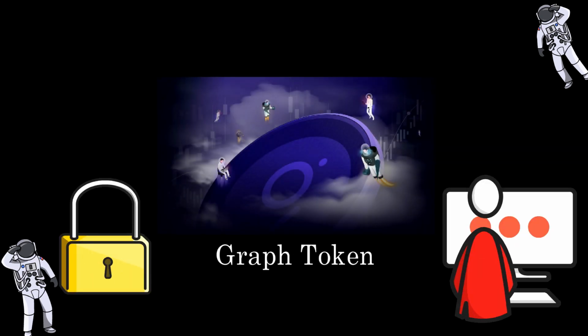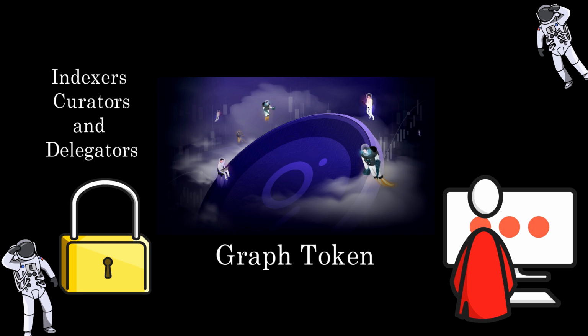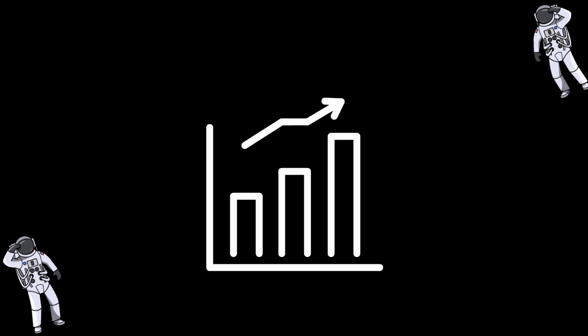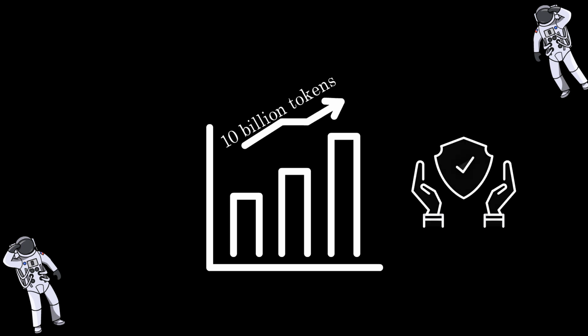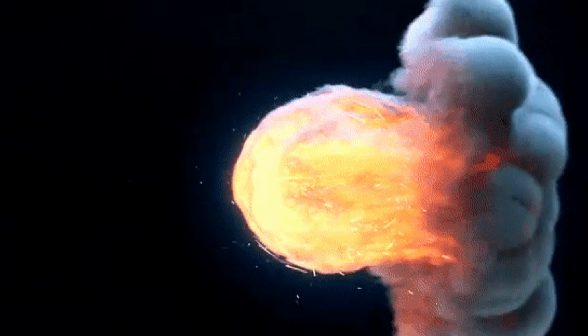GRT is a work token that is locked up by indexers, curators, and delegators. Total GRT supply at mainnet launch will be 10 billion tokens. The Graph is working to bring reliable decentralized public infrastructure to the mainstream market. Join the movement and help build the future.